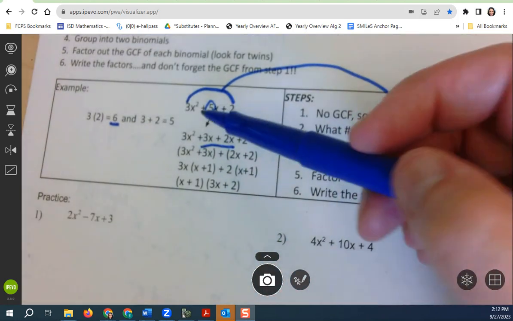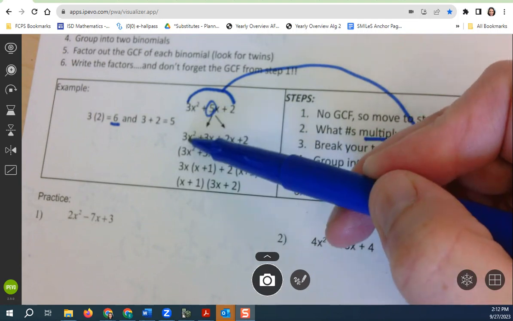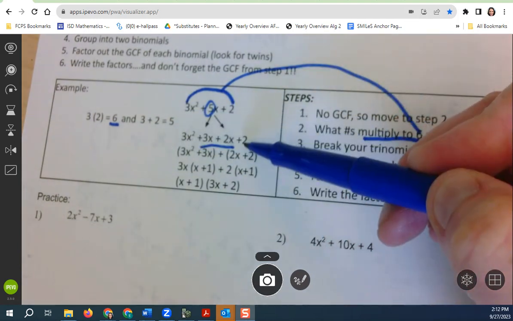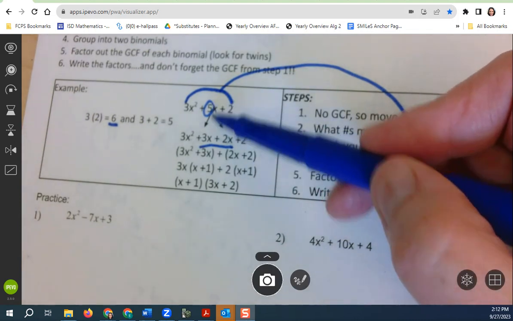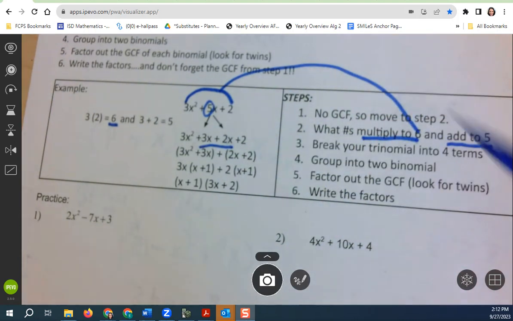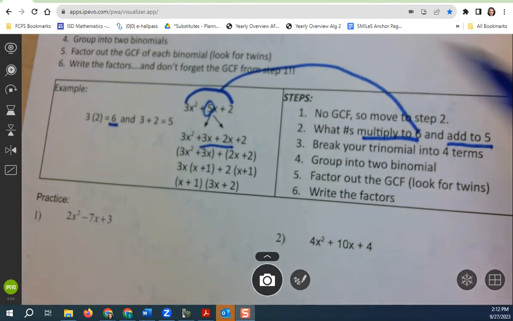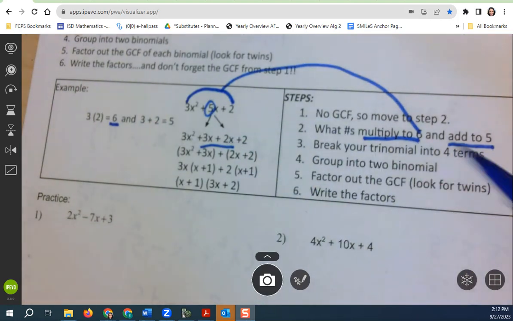So take a look. The 3x squared comes down. The plus 2 comes down. The only thing that changes is instead of 5x, I have 3x plus 2x. So the 6 is how we found these numbers. We just used it to find these numbers, okay? No, it's a good question. All right. Only one thing changed. I broke up my 5x into two pieces.